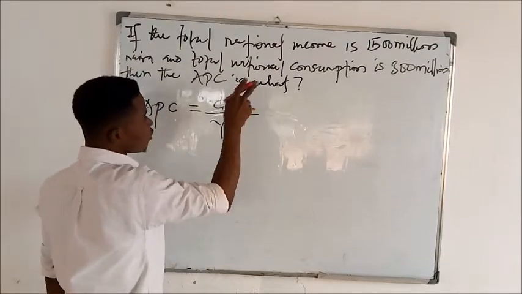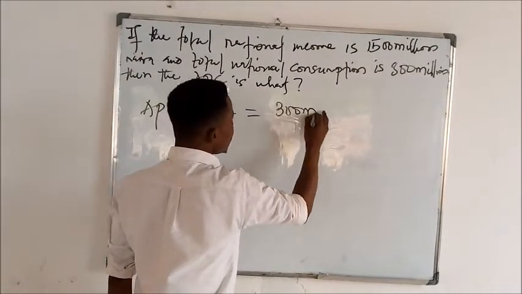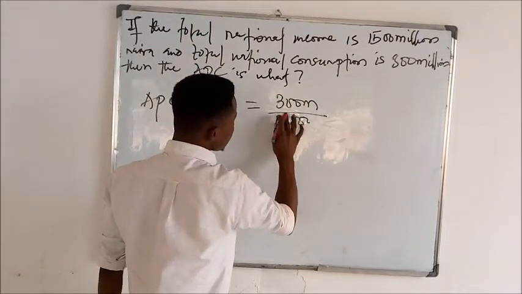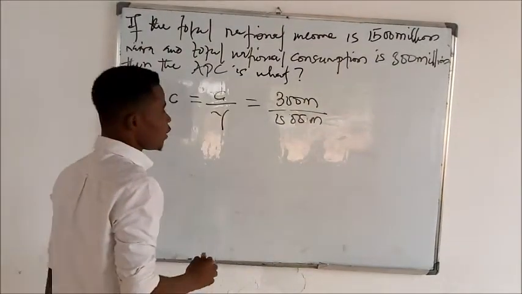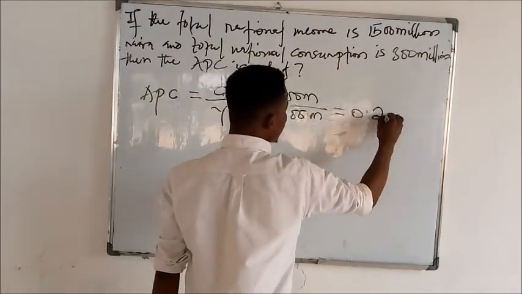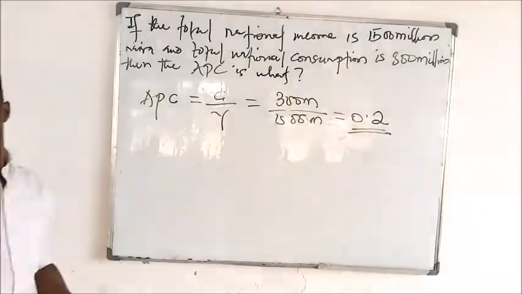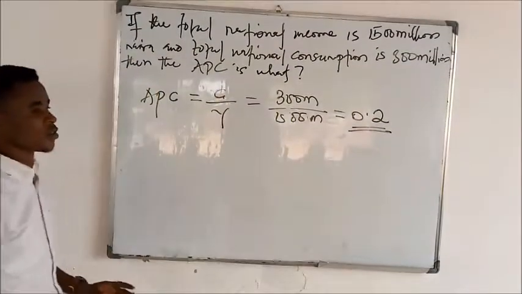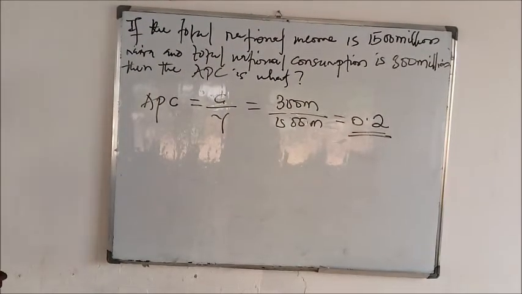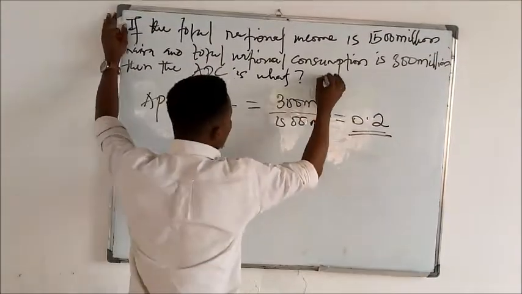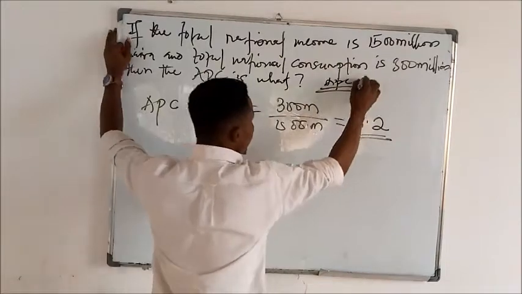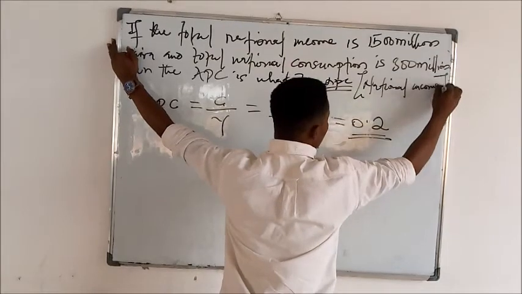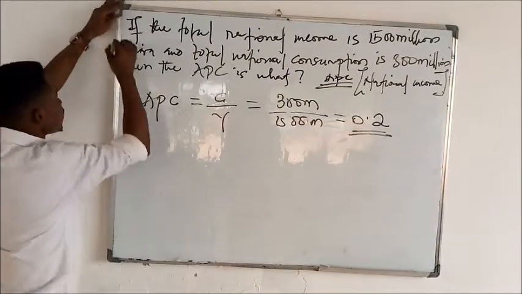So what is the value of the consumption? 300 million. And income is 1,500 million naira. And you divide this, what are you going to get? 0.2. So on the average level, the average propensity to consume is 0.2. So this question is on APC, coming from national income. Alright? So this is question one.